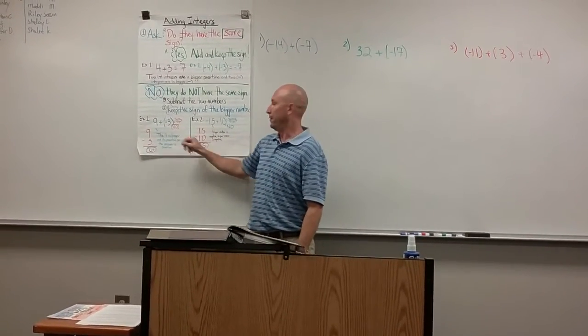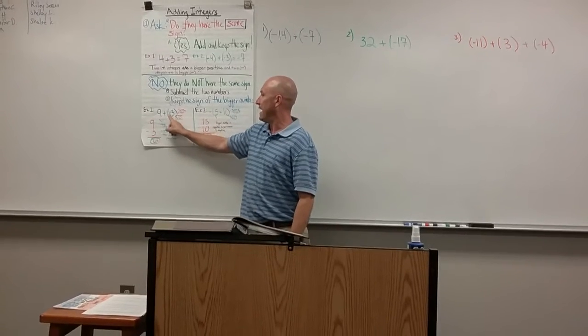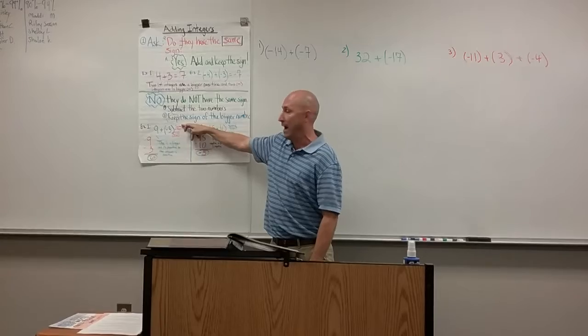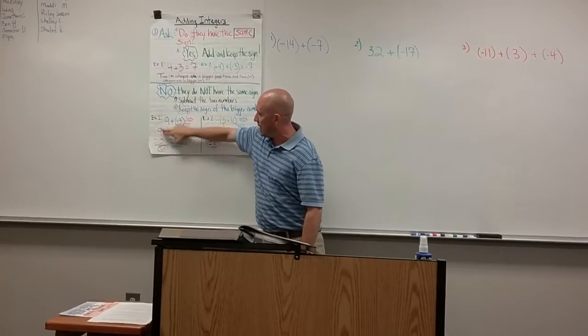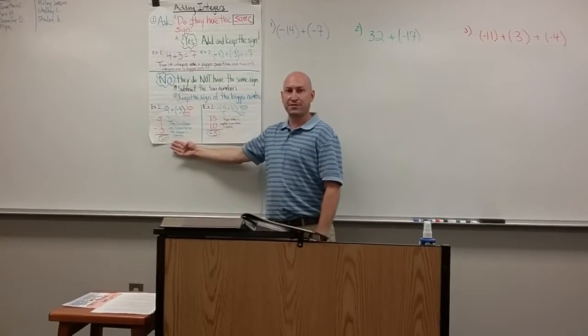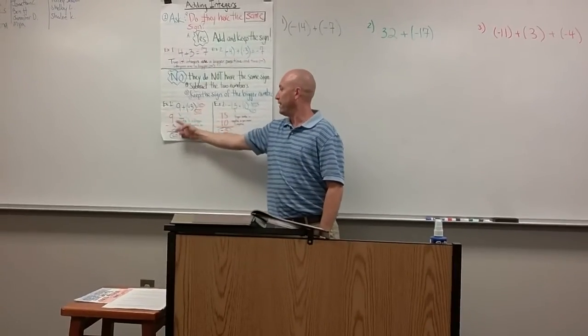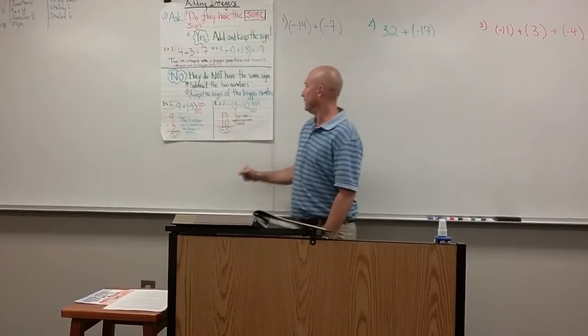So here's an example. A positive 9 and a negative 3. Do they have the same sign? No, they do not. So I subtract 9 minus 3. My answer comes out to 6. The 9 is the bigger number, therefore it is a positive 6.